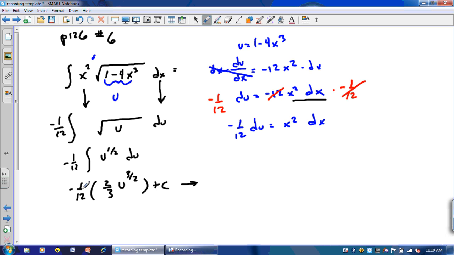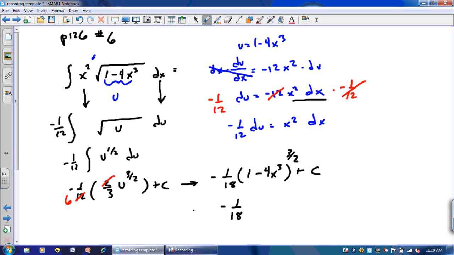Now we can multiply these constants together. The 2 cancels with the 12 and leaves 6. Here we'll get negative 1/18 u to the 3/2 plus a constant. This is u, except we're going to back substitute now. We're going to take out the u and replace it with the equivalent expression in x, 1 minus 4x to the third to the 3/2 power.